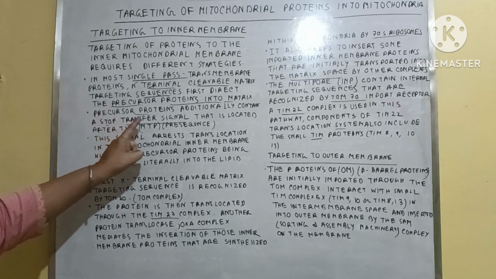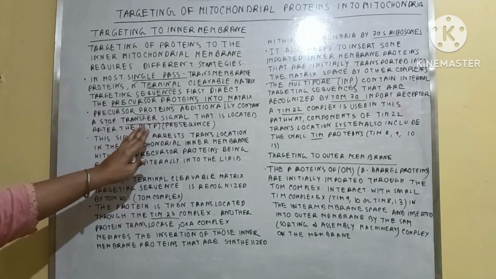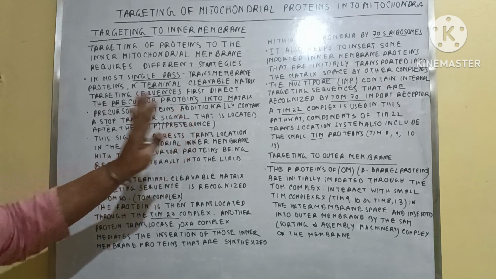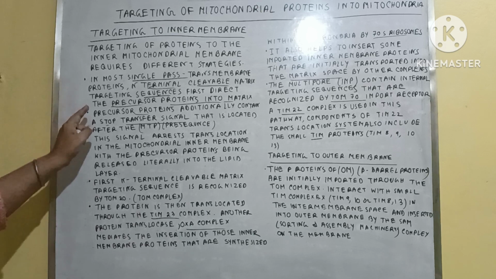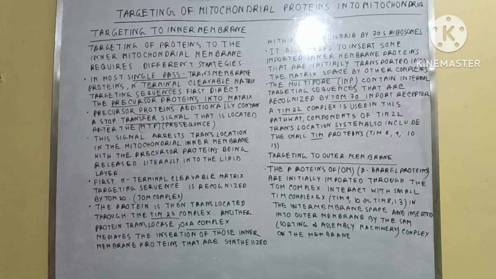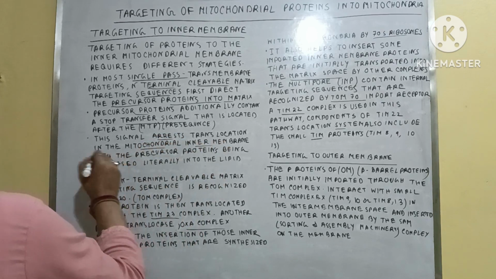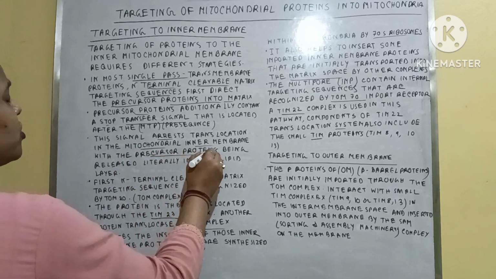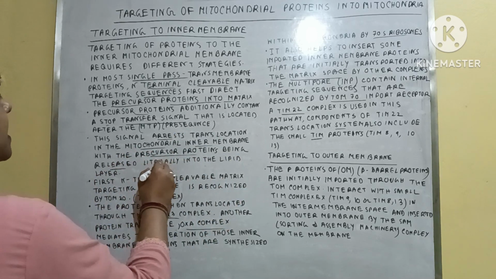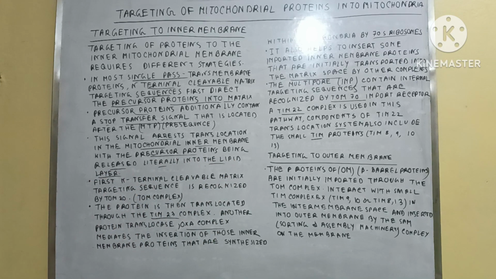This stop transfer signal is located just after the mitochondrial pre-sequence. And what is the role of this signal? This signal arrests the translocation of the mitochondrial inner membrane protein. Which protein? The precursor proteins that are being released literally into the lipid layer.